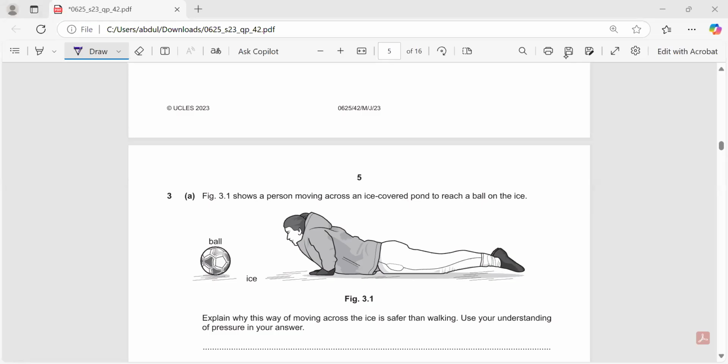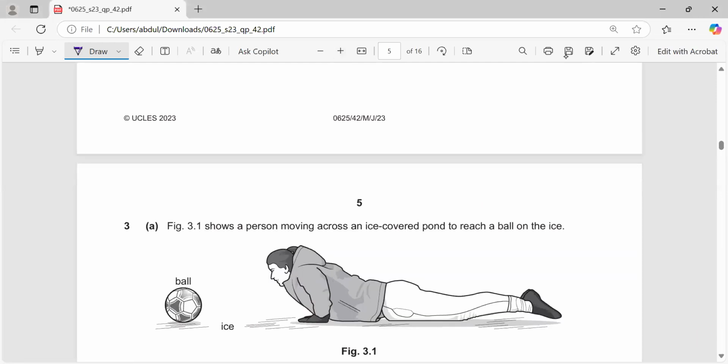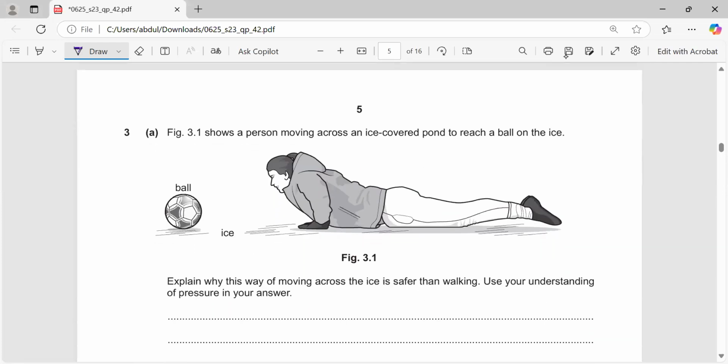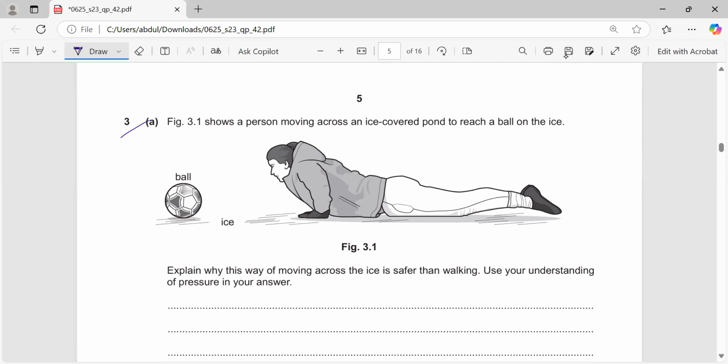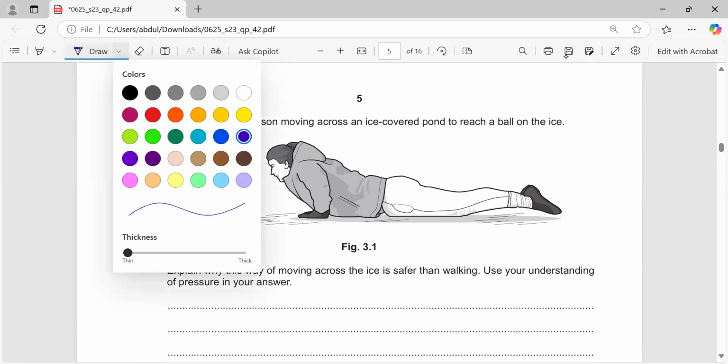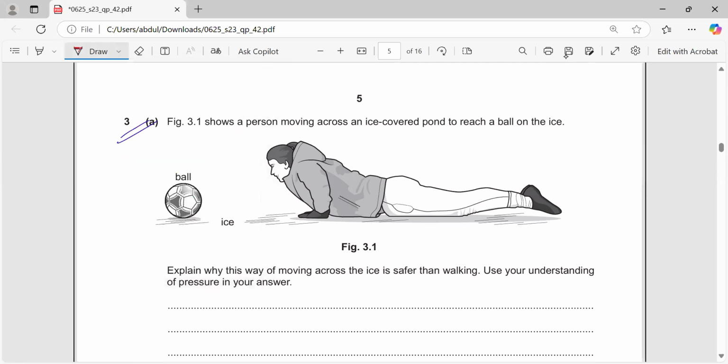Okay, my dear friends, right now we are solving the paper 4 variant 2 May June 2023, and the question in front of us is regarding pressures concept. Question number 3. Figure 3.1 shows a person moving across an ice covered pond to reach a ball on the ice.